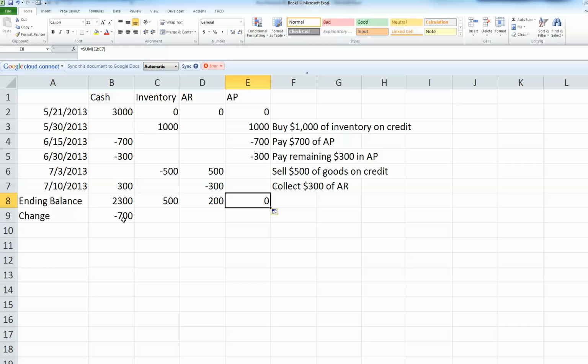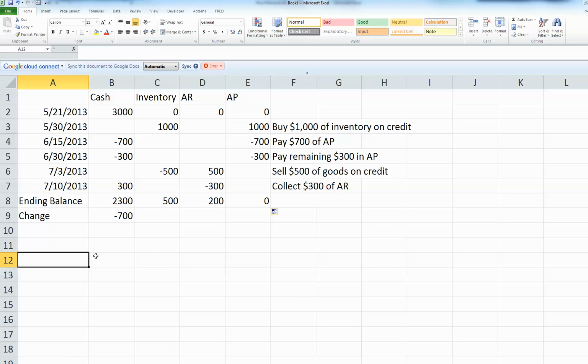Now I want to show you how we could determine this change amount, how much cash has decreased by, just evaluating inventory, accounts receivable, and accounts payable.